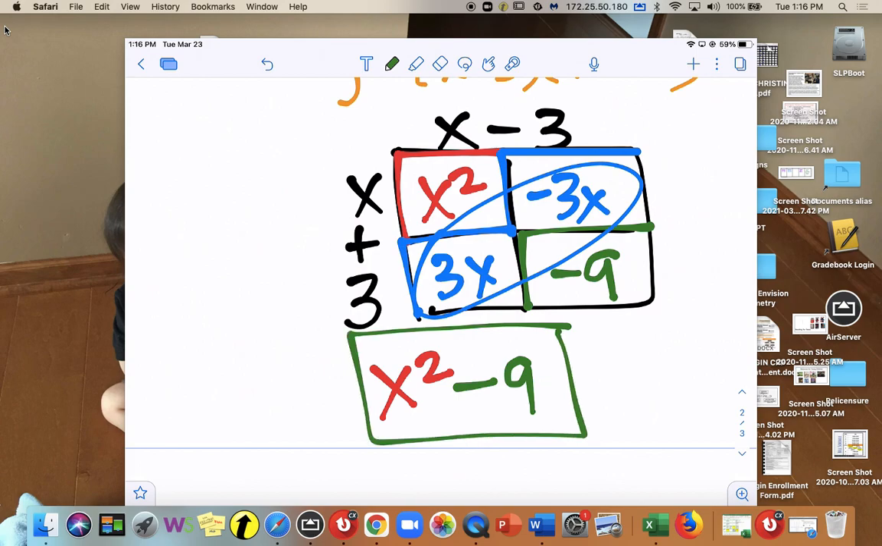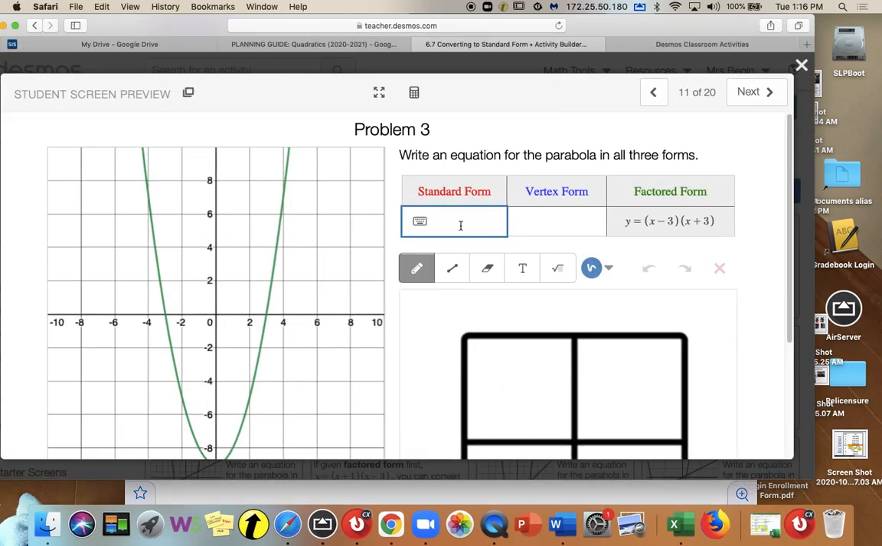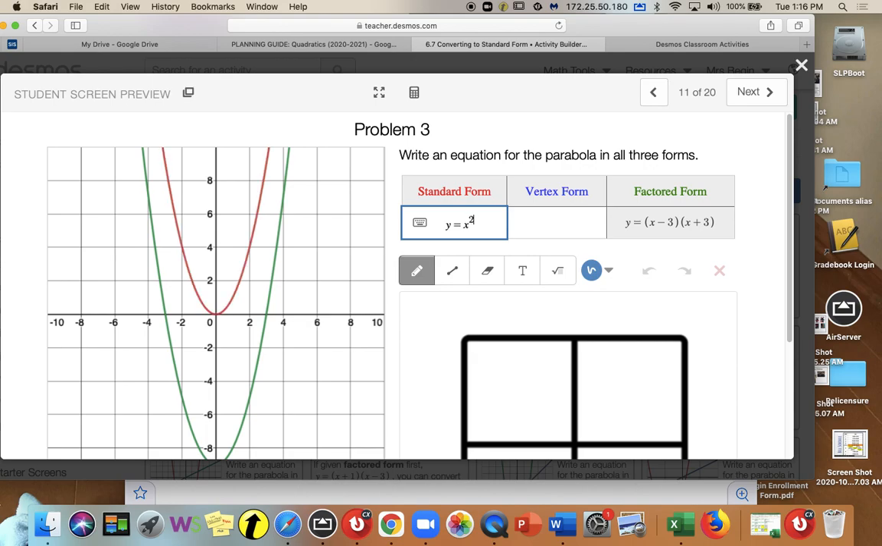Notice you don't always need the x here. It did cancel out. So we have x squared minus 9, and that's standard form. So let's type that in here. Y equals x squared minus 9. And it matches. I think it matches because the green is on top. All right, we're going to assume it matches.